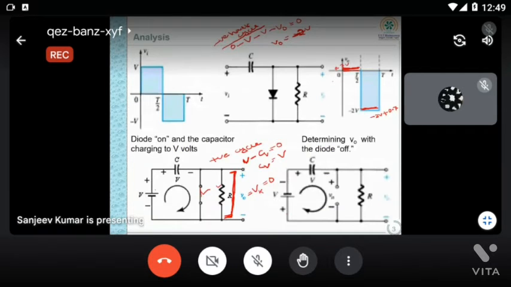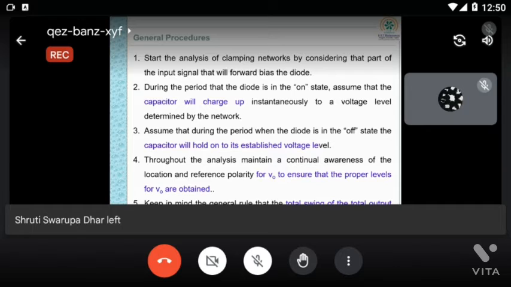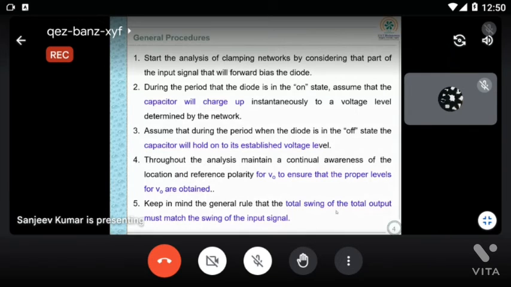Whatever I told, all the steps one by one, it is written. So first, start the analysis of clamping networks by considering the part of the input signal that will forward bias the diode. Why is it given? Because the diode should be in on condition, then current should flow, then the capacitor should charge. So that is the objective.